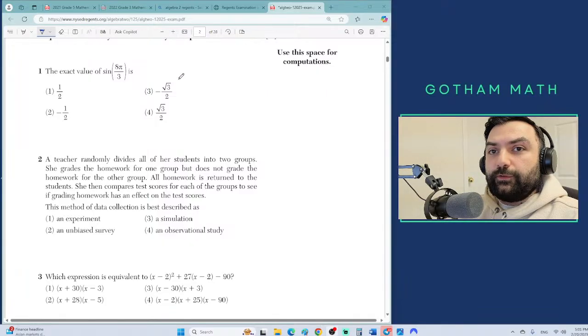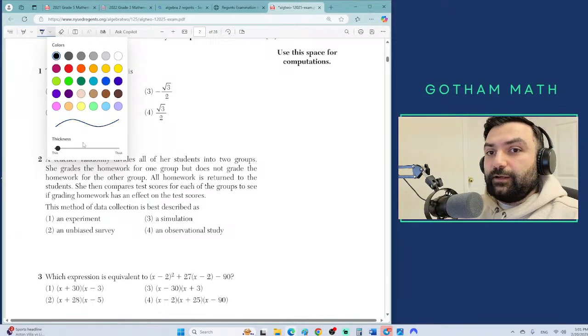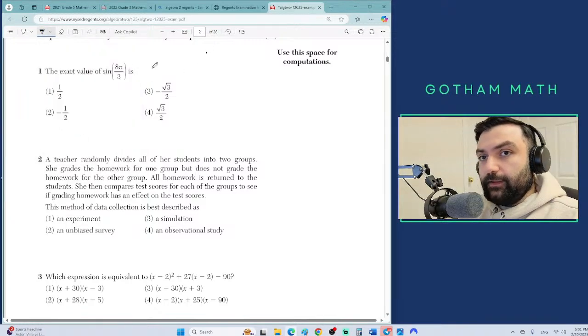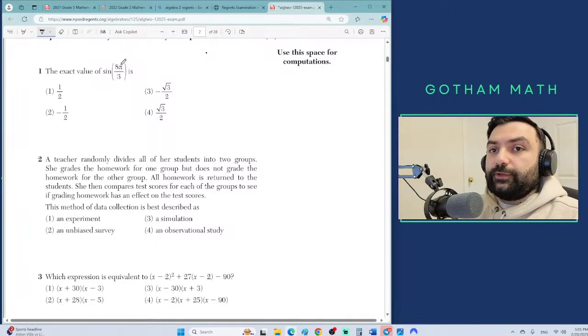Now, we start with question number one. It kind of seems hard. Why? The only thing that you need to know here is how to convert the radians to degrees, because sine has to be with a number in degrees, right? Sine 30, sine 60, sine whatever. So all we have to know is how to convert the 8 pi over 3 into degrees.